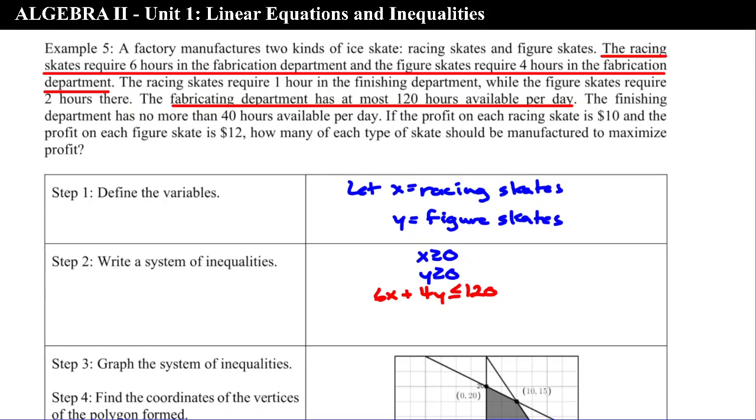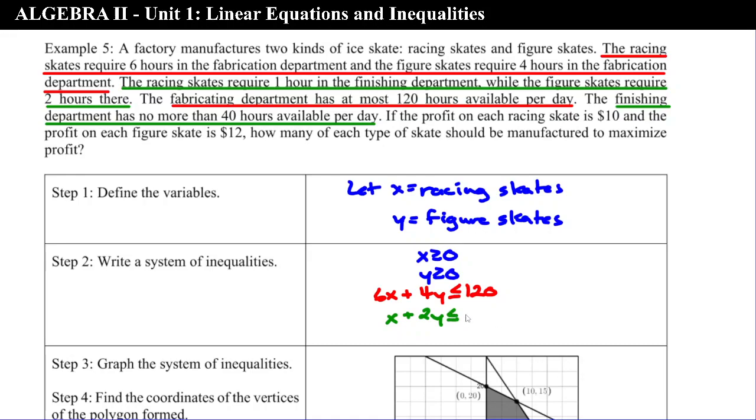All right, now for the next one, we're going to talk about the time in the finishing department. So the racing skates require 1 hour in finishing, figure skates require 2 hours. And the finishing department has no more than 40 hours available per day. So we're going to come back over here. We have 1 hour for a racing skate, so that's 1x, plus a figure skate requires 2 hours, so 2y, and that's got to be less than or equal to 40.